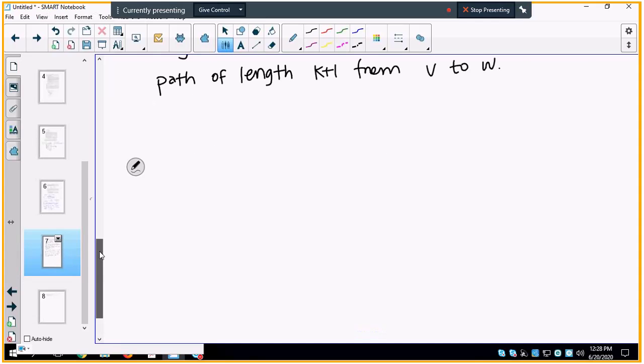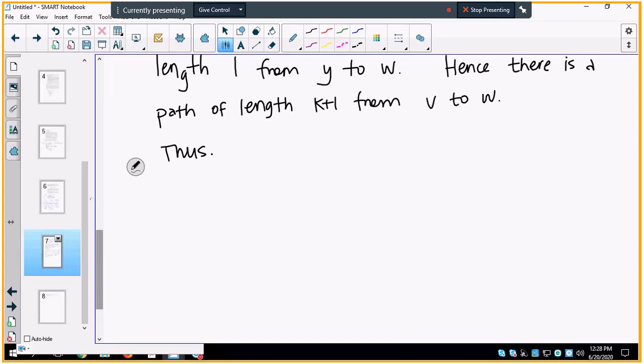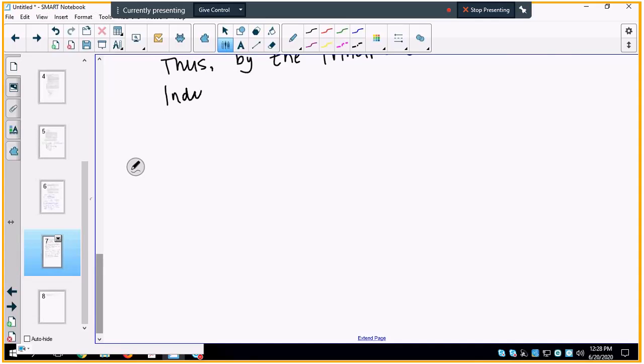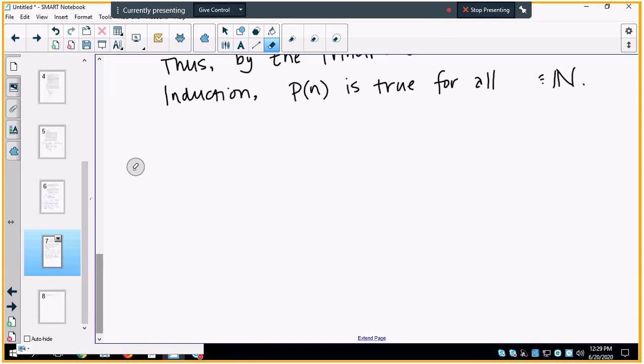So usually we conclude by saying, thus, by the principle of mathematical induction, or sometimes it might be called the first principle of mathematical induction, the proposition is true for all n. We can say in the set of natural numbers if we want. If we're including 0 in the set of natural numbers, then we could say all n greater than or equal to 1.